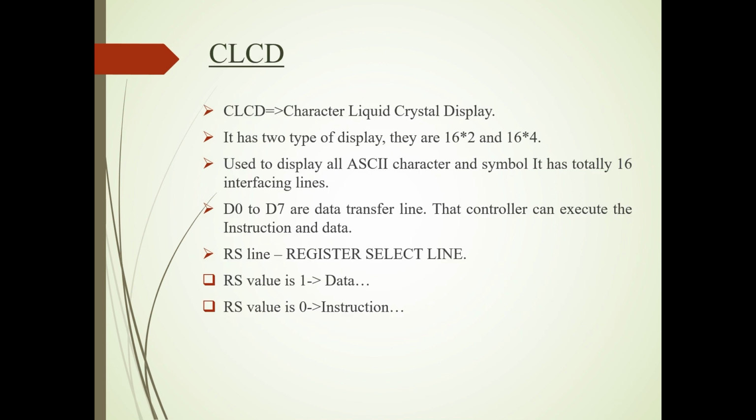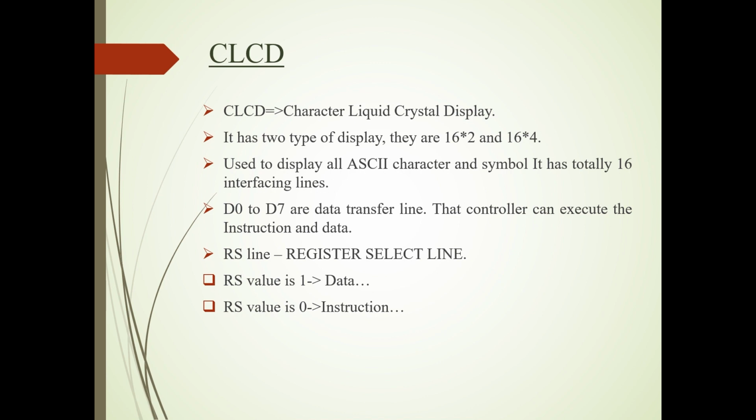Then we learn about the CLCD. What is CLCD? Basically, it's a character liquid crystal display. It has two types of display: 16x2 and 16x4. It is used to display all ASCII characters and symbols. It has a total of 16 interfacing lines. From D0 to D7 there are data transfer lines, and the controller can execute instructions and data.